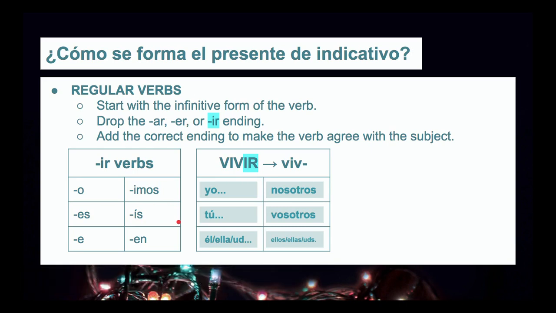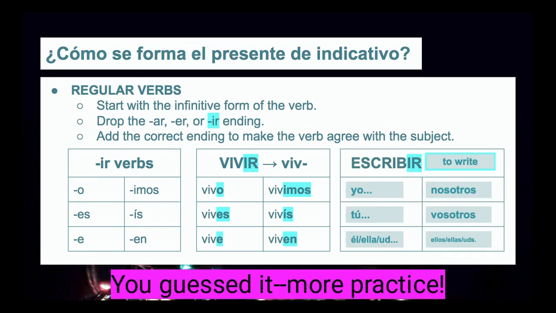When we conjugate this verb, we get yo vivo, tú vives, él vive, ella vive, usted vive. Nosotros vivimos, vosotros vivís, ellos viven, ellas viven, ustedes viven. Take a moment now, pause the video, and try conjugating escribir on your own.